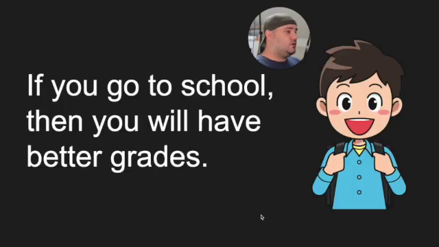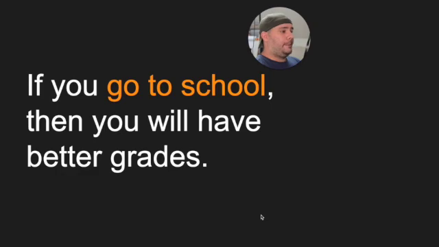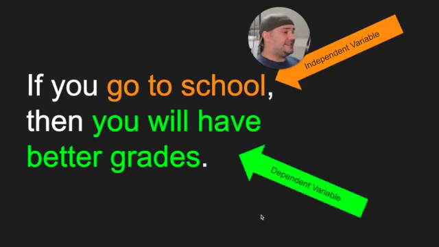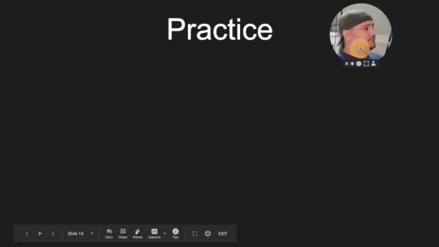If you go to school, then you will have better grades. We're on to another example here. The thing I do under if is typically our independent variable, and then our dependent variable is what happens if we do that. If you go to school, then you will have better grades. Going to school is our independent variable, and our grades are our dependent variable. Let's do some practice here.